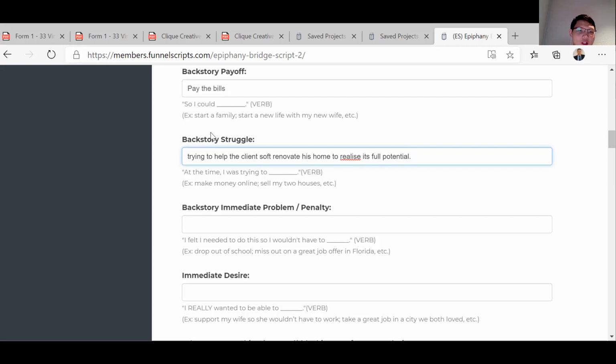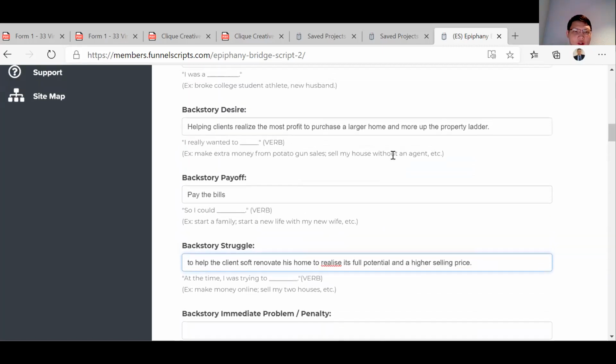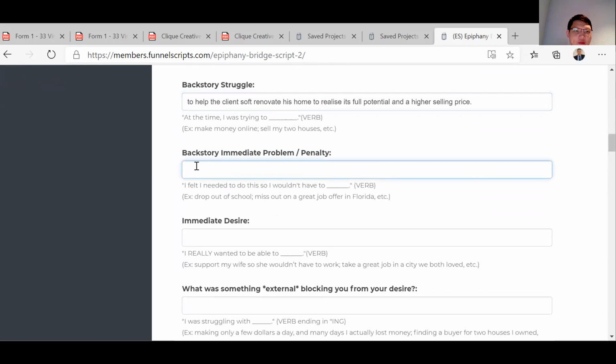You may have to remove the "try to" because they already have a "try to" there. So just answer a question. Yeah, so if you scroll down under the backstory, immediate problem, "I feel I need to do this, so I wouldn't have to..." Yeah, if the home is not desirable, then have to protect property.